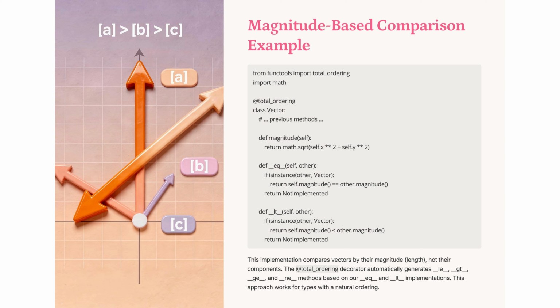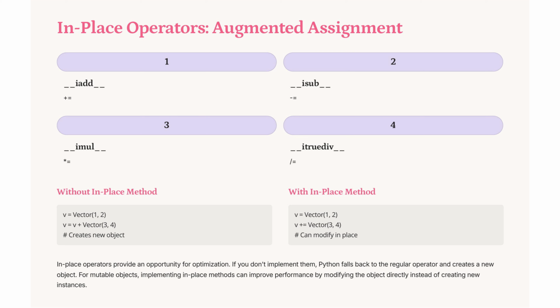This ensures consistent ordering for types with a natural hierarchy, enhancing code efficiency and readability. In-place operators like __iadd__, __isub__, __imul__, and __itruediv__ optimize performance by modifying objects directly. Without them, Python defaults to creating new objects, which is less efficient.